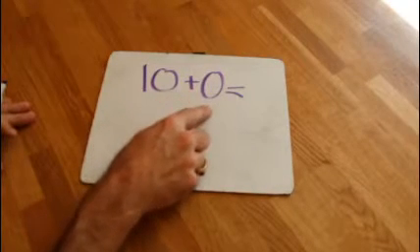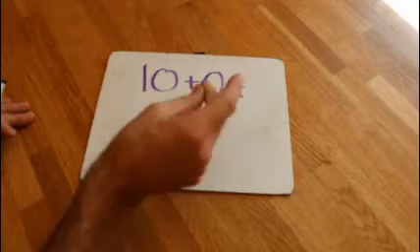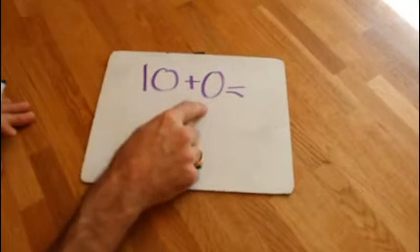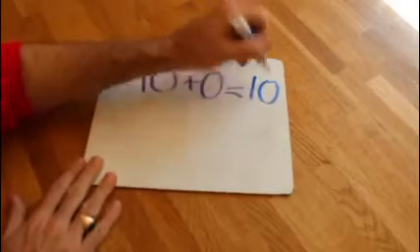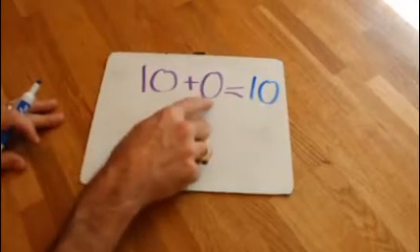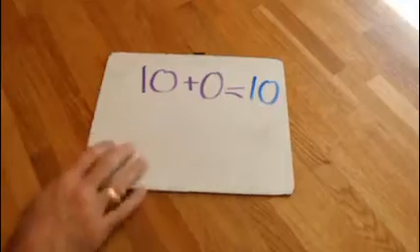Ten plus 0 equals. Quick, easy mental math. If we're adding 0 to something, it stays the same. Read it with me. 10 plus 0 equals 10.